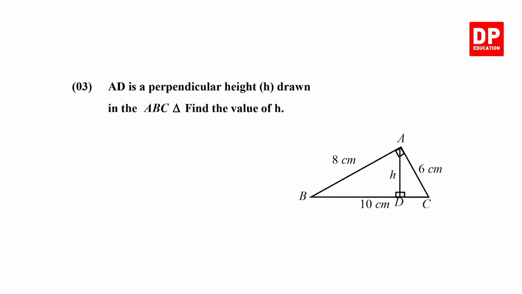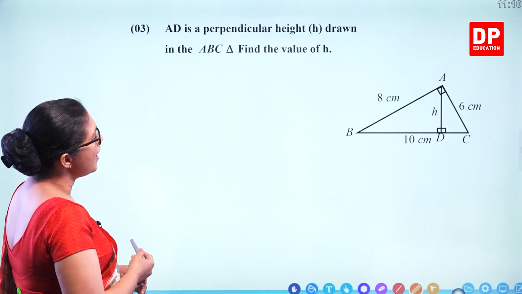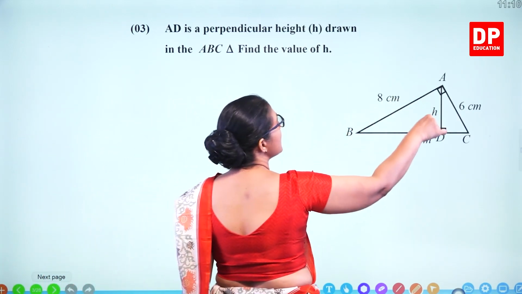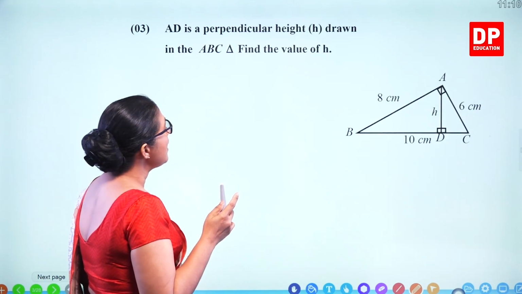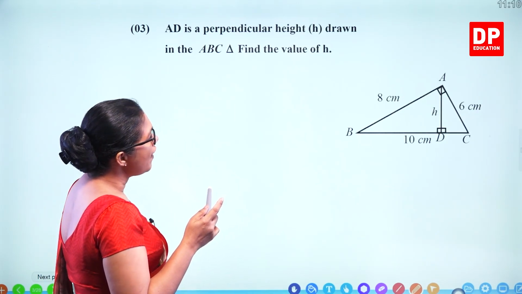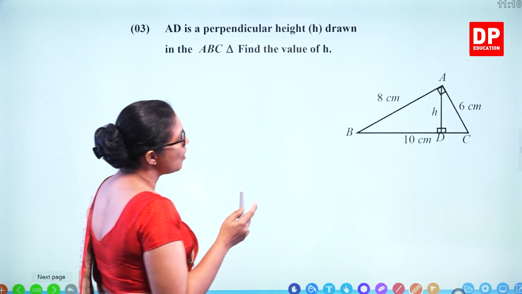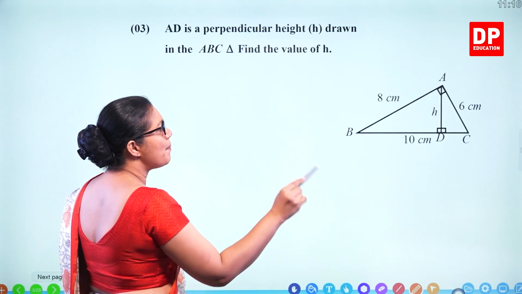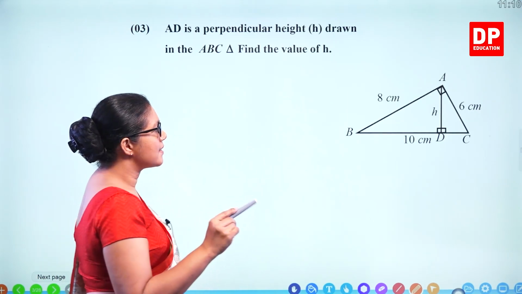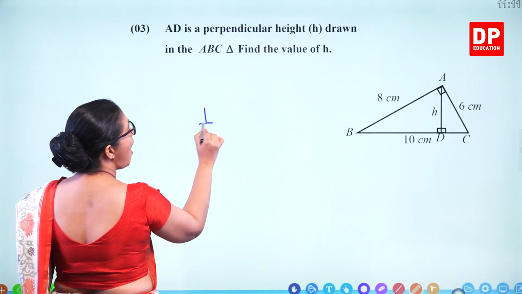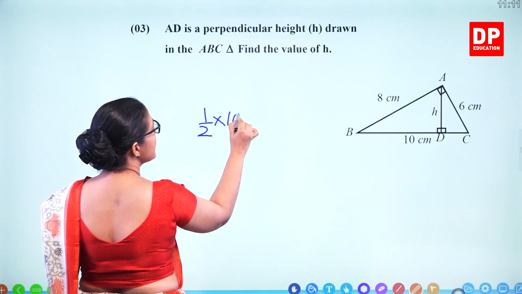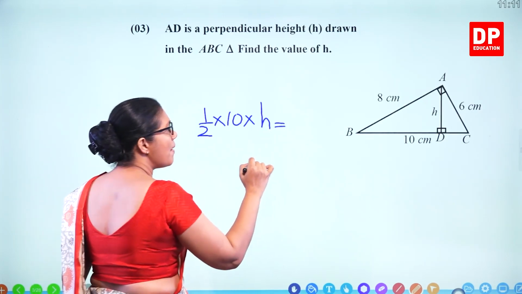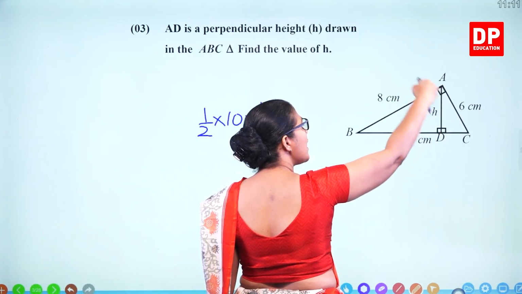Question number 3. AD is a perpendicular height h drawn in the ABC triangle. Find the value of h. This is also 90 degrees. So you can use the area. If you take BC as the base, what's the area of the triangle? Half times BC length, that's 10, into perpendicular height h. That's the same as, the area is the same when you take it the other way around.